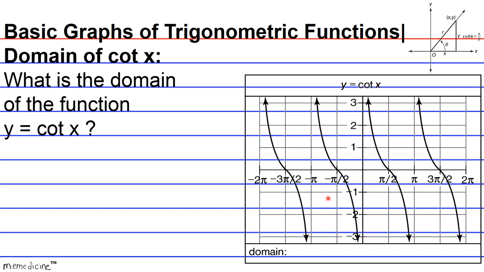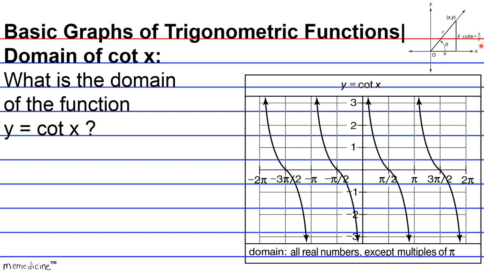All right, so after a quick visual inspection of this graph, you're going to notice that the domain of the function y is equivalent to the cotangent of x is all real numbers except multiples of pi, okay? Not pi over 2, just whole number multiples of pi. And why is that? Well, it's because of what I showed you initially, okay?